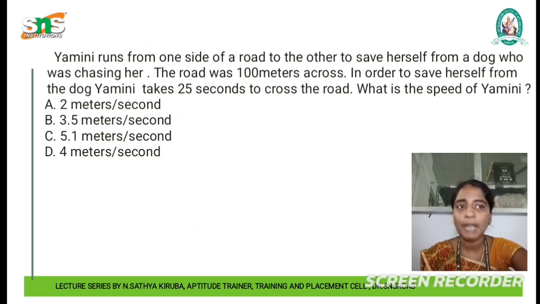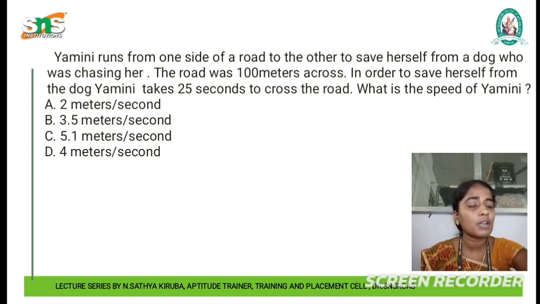Now let's go to an application problem. Yamini runs from one side of a road to the other side to save herself from a dog which was chasing her. The road was 100 meters across. It takes 25 seconds to cross the road. You are supposed to calculate the speed of Yamini. The options are given here. You can do it by yourself.